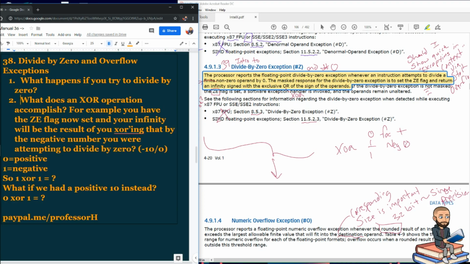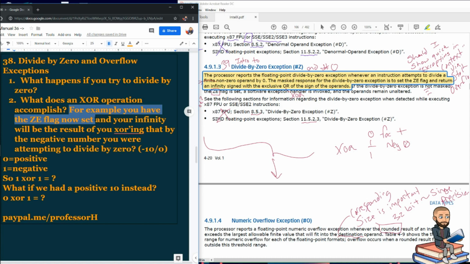Now the second one gets a little more complicated, because I really want you to soak in what's about to happen here. We've read 2 sentences so far, and there's a lot to unpack. So this says, what does an XOR operation accomplish? Like, what's the point of that? Let me help you out by giving you an example. You have the ZE flag now set, right? That's what it said in the manual.